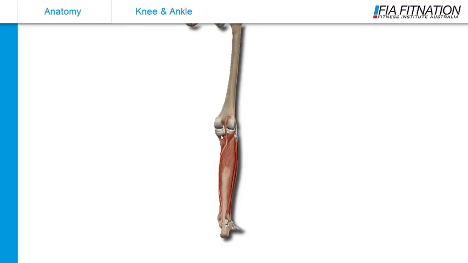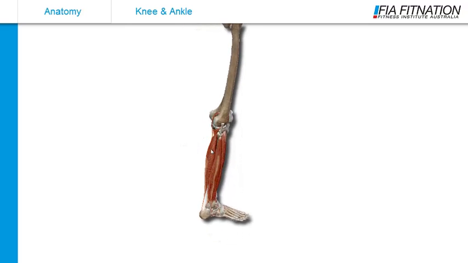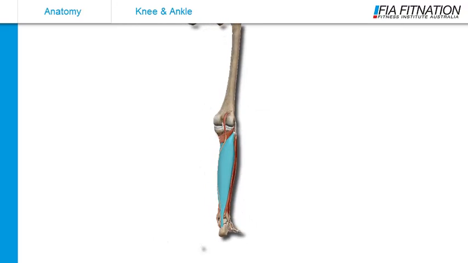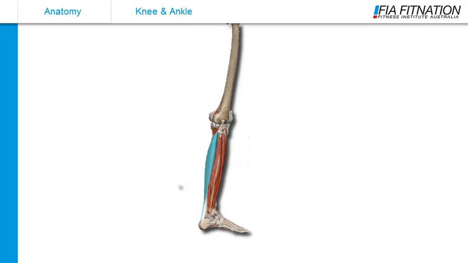Okay, so underneath the gastrocnemius muscle we have another ankle muscle called the soleus. Now the soleus is only a plantar flexor. It does not cross the knee joint, as we can see there, so only acts upon the ankle and causes plantar flexion when it concentrically contracts.